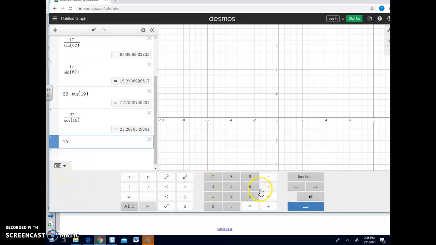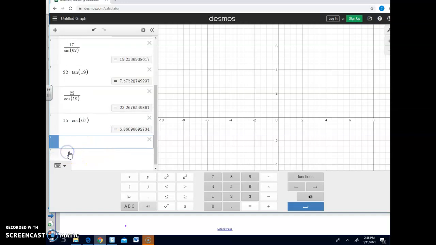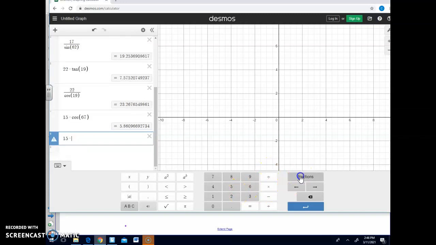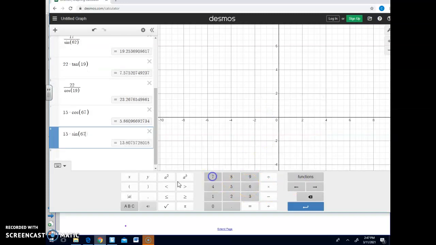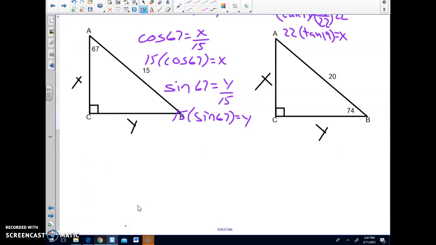15 times the cosine of, I believe it was 67, but let me make sure. Yep, 67. And we get 5.86. And then 15 times the sine of 67, and we get 13.81. So my x is 5.86. My y is 13.81.